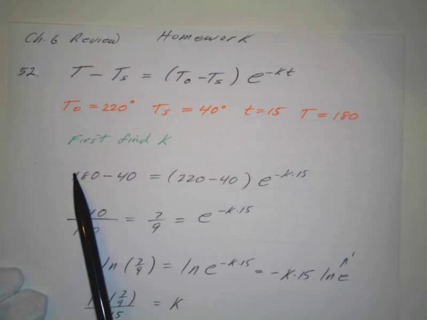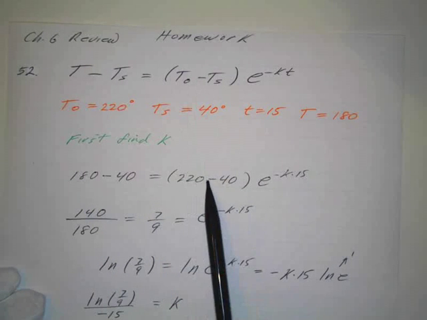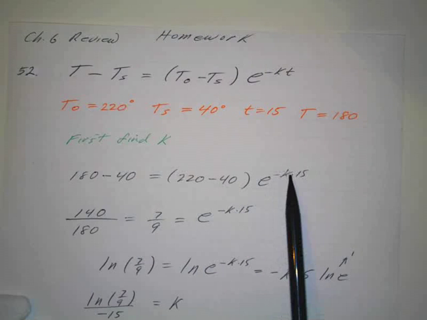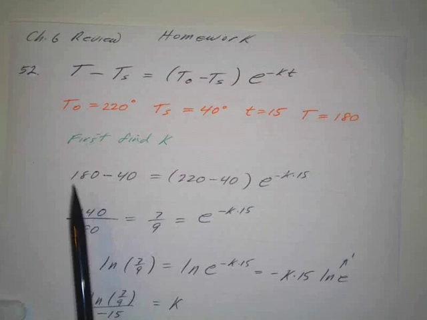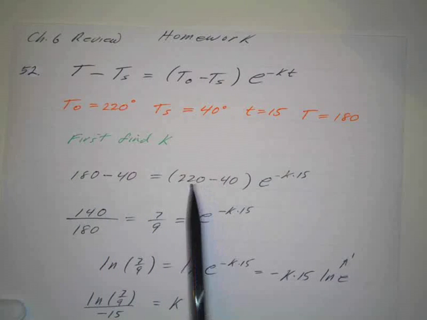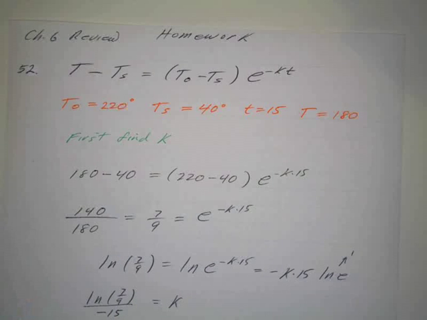This was my temperature after the 15 minutes. This was the surrounding temperature. This was the initial temperature. This was the surrounding temperature. We used that twice. And e to the negative k, and this was the time, 15 minutes for this to happen. So then what's 180 minus 40? 140. Then what's 220 minus 40? 180. So I can divide both sides by that.